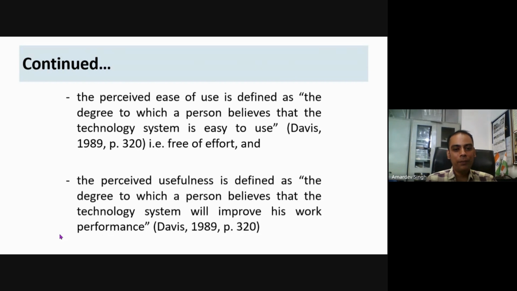That's it. So when we say perceived ease of use, it is defined as the degree to which a person believes that the technology system is easy to use, that is free of effort, and perceived usefulness is defined as the degree to which a person believes that the technology system will improve his work performance.